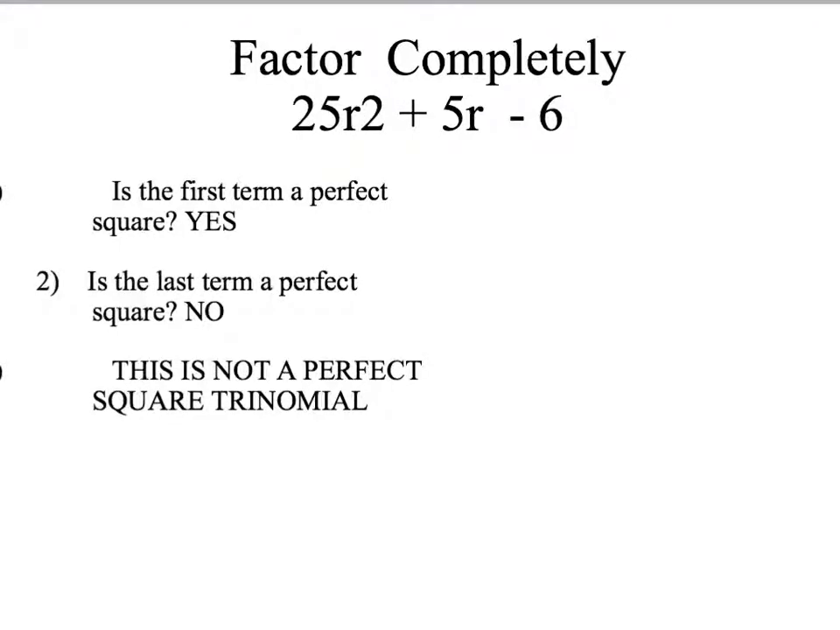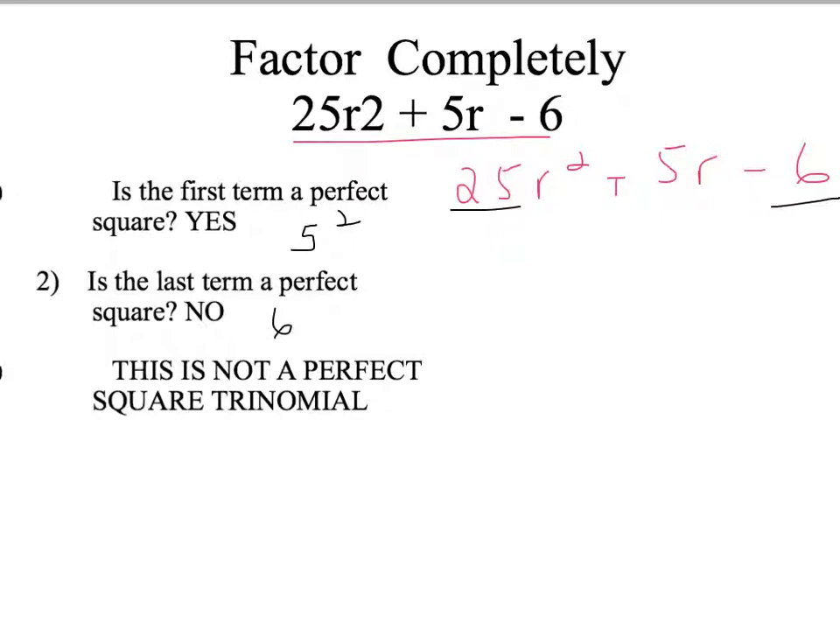Okay, so here we're going to continue on with lesson 9.6. So we previously talked about factoring completely, okay? So the ones that we previously did, we were able to factor them because the first term and the last term were perfect squares, okay? So if we look here at this one, we have 25r squared plus 5r minus 6, okay? So if we look at the first term, 25, yes, this is a perfect square because it's 5 squared. But if we look at the last term, 6, this is not a perfect square, okay? So this is not a perfect square trinomial, and we're not able to factor it like we previously did.